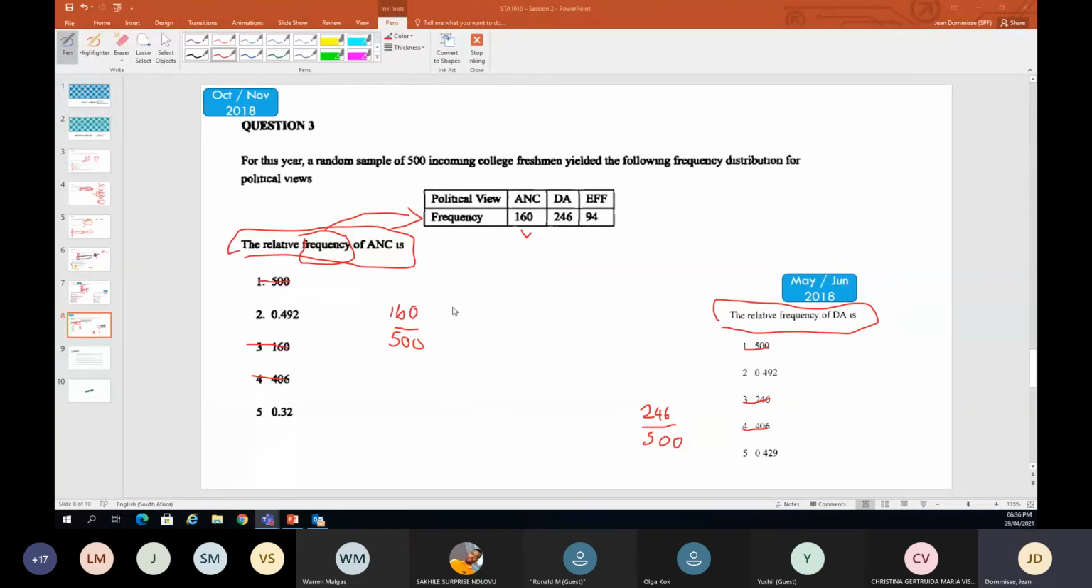Then what you do is the 160 divided by the total. So 160 divided by 500 will give us 0.32, and then the 246 divided by 500 will hopefully give us 0.492. So let me also just make 100% sure.